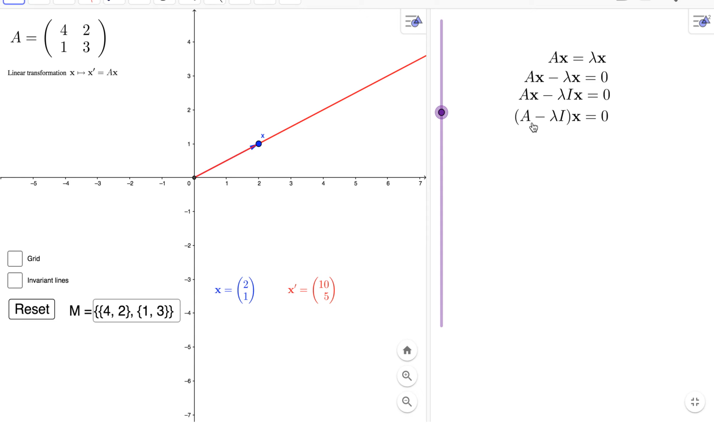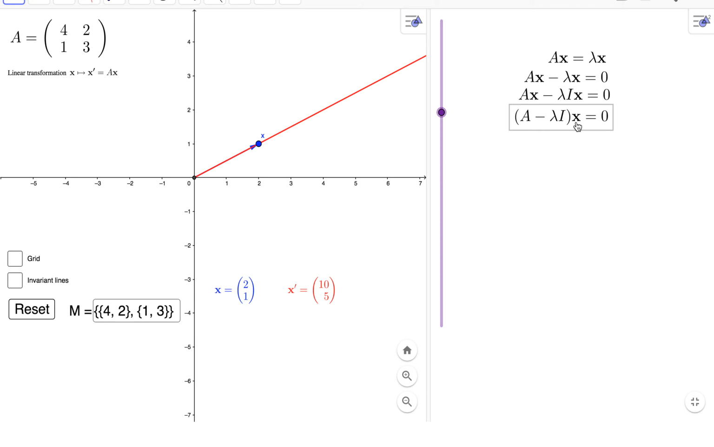Because if you check this, how would you expand this out? You'd get A times x minus lambda times I times x. You'd get the previous line. What's the next step? Now I've got a matrix times x equal to 0. Well, one solution would be x equals 0, but that's called the trivial solution. I don't want that solution because that would be a solution for all values of lambda and for all matrices A. That's really not very interesting at all. So I want a non-zero solution for x.